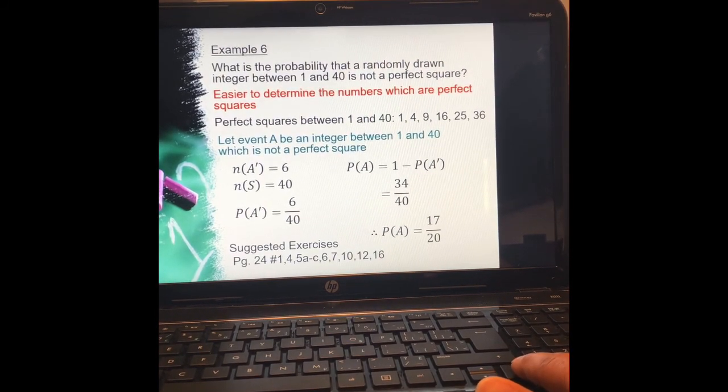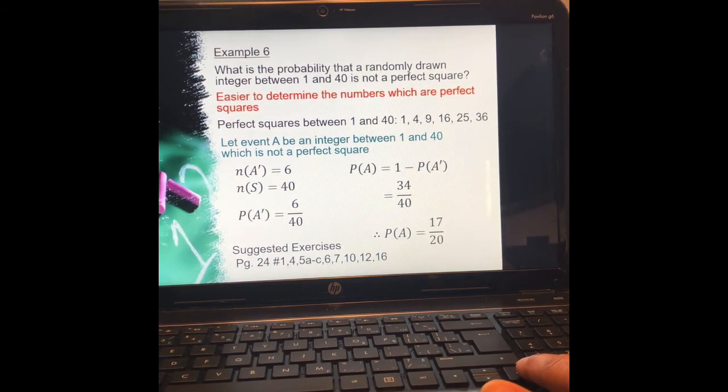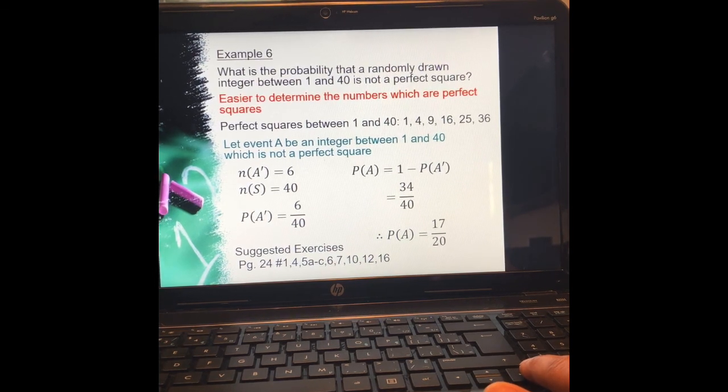All right. Questions in textbook, page 24: 1, 4, 5A and C, 6, 7, 10, 12, and 16.